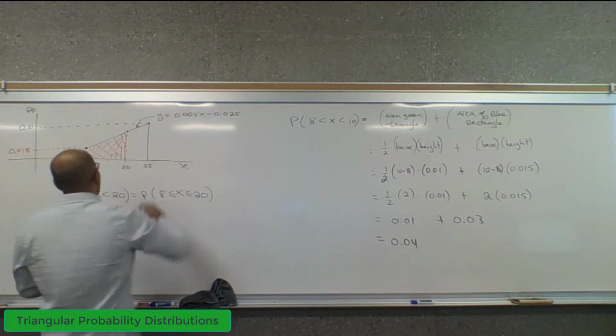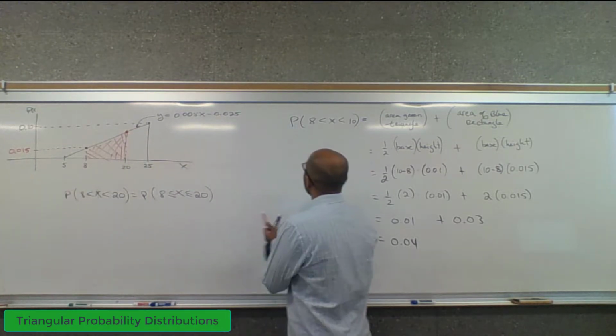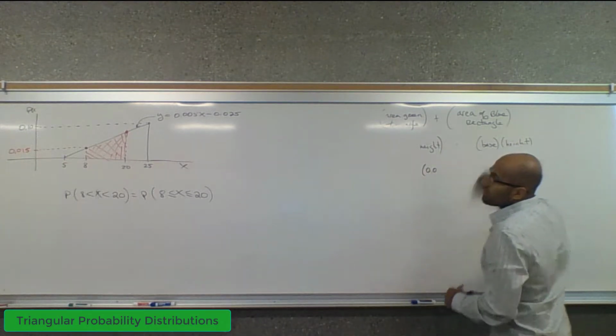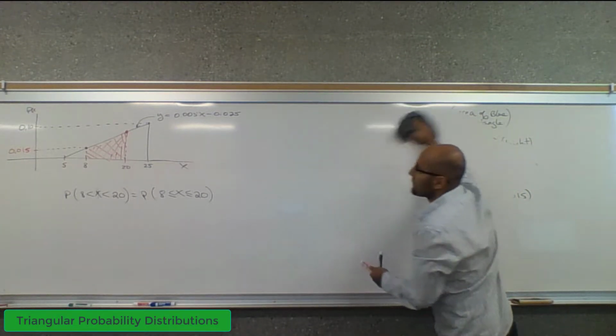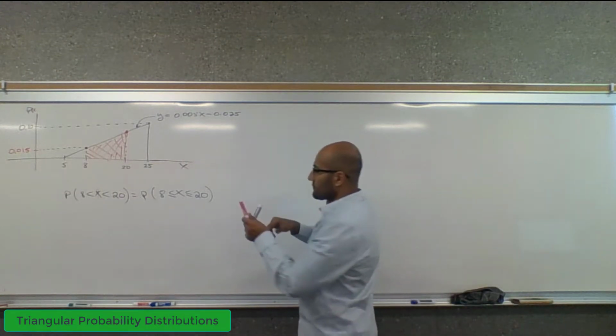Good. Okay, so now all we need to do is find this one. We need to evaluate our function at x equals 20 so that we can figure out the value of that guy. And it looks like it should be pretty close to 0.10, right? A little bit below that.